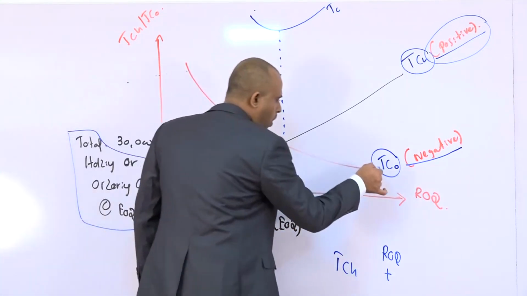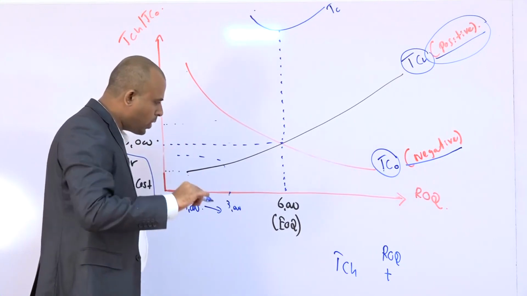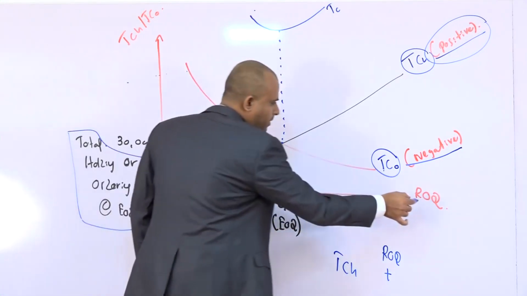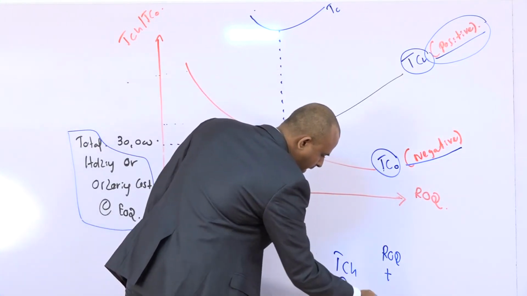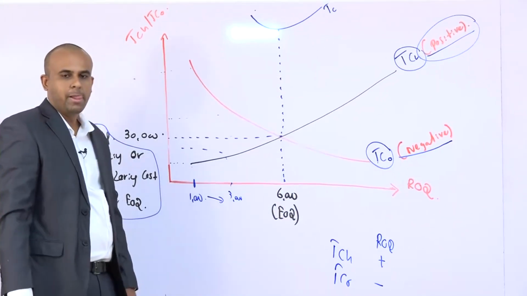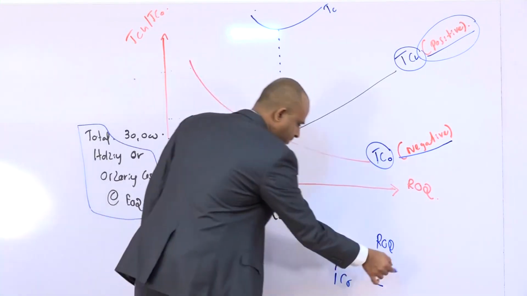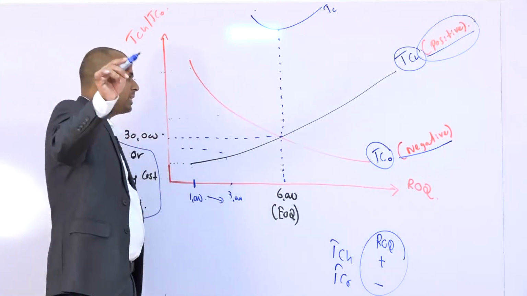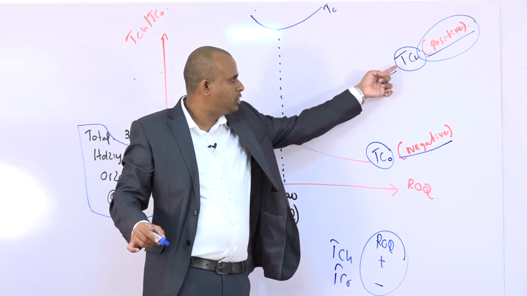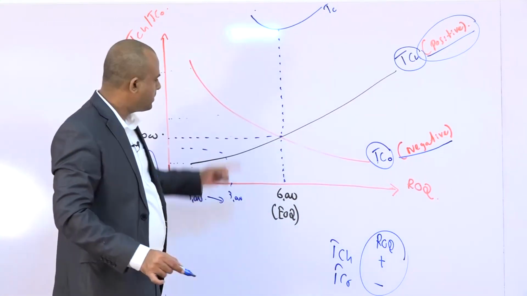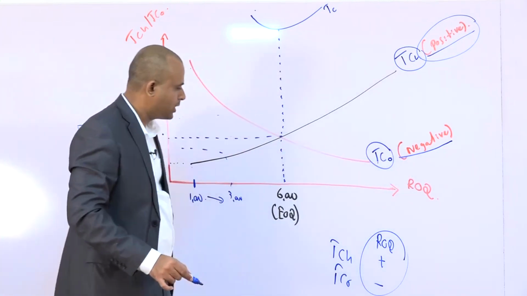Then, Putha, total cost of ordering and the ROQ has a negative relationship. Total cost of ordering and the ROQ has what? Kian? Negative relationship. Understood what I said? Right, good. So it is very clear: this curve represents the total holding cost, which has a positive relationship, and this curve represents the total ordering cost, which has a negative relationship.